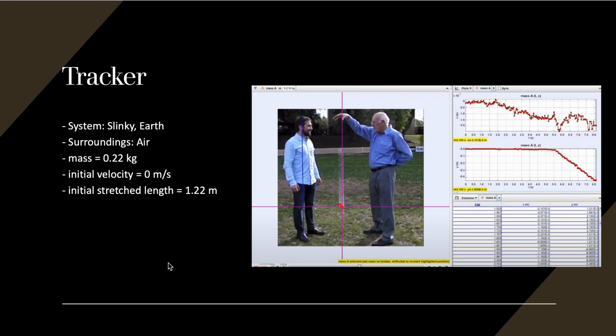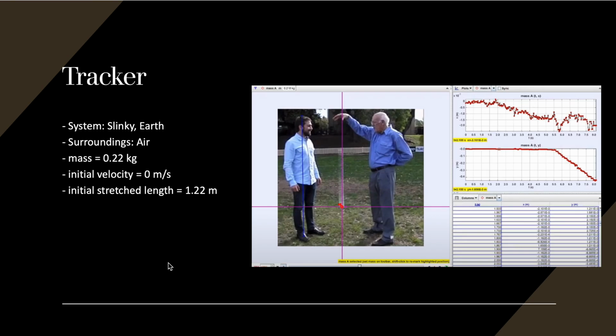For the experimental part, the system is the slinky, and the Earth's surroundings is the air. The mass is 0.22 kilograms. The initial velocity is 0. The initial stretch length is 1.22 meters after acceleration. And basically, you just track the position as it falls, and you can see that it doesn't move until it gets hit.